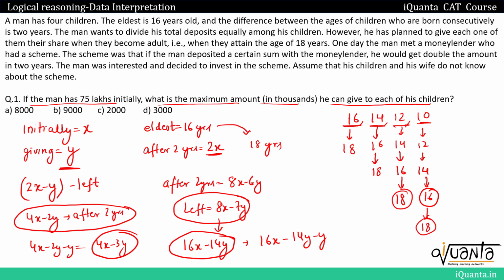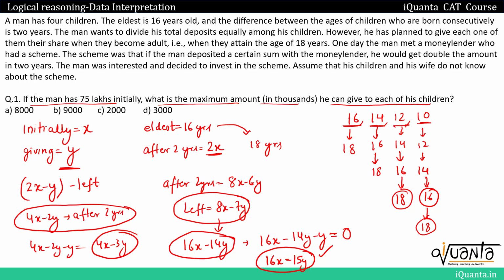So as soon as he distributes all his money, he will be left with 0 rupees, because he has given up all the money to all his children. So that means after giving y rupees to his last child, he will be left with 0 rupees. So we get 16x equal to 15y. This is the equation that we get at last.